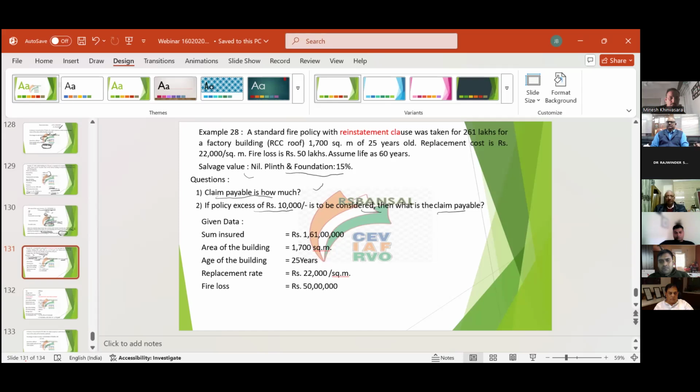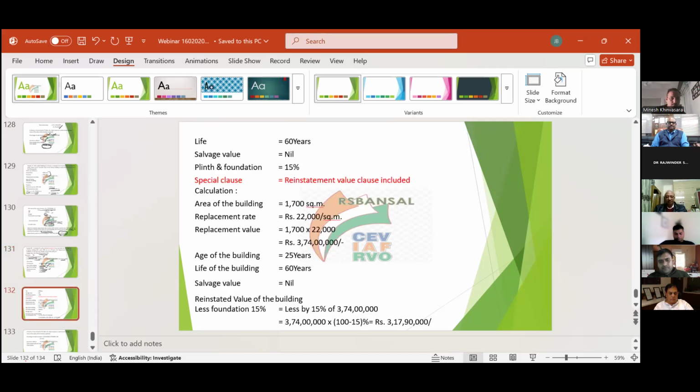You see here, sum insured is, sorry, 2 crore 61 lakh. Area of the building 1700 square meter, 25 years is age. Replacement rate is 22,000 per square meter. Fire loss is 50 lakh. Life 60 years, salvage value nil, plinth and foundation 15%.